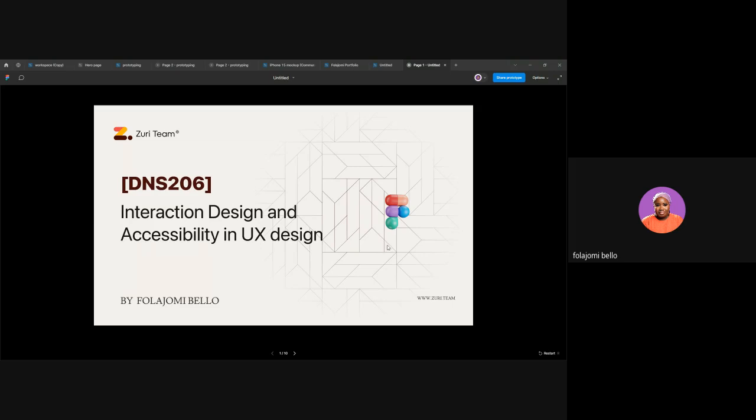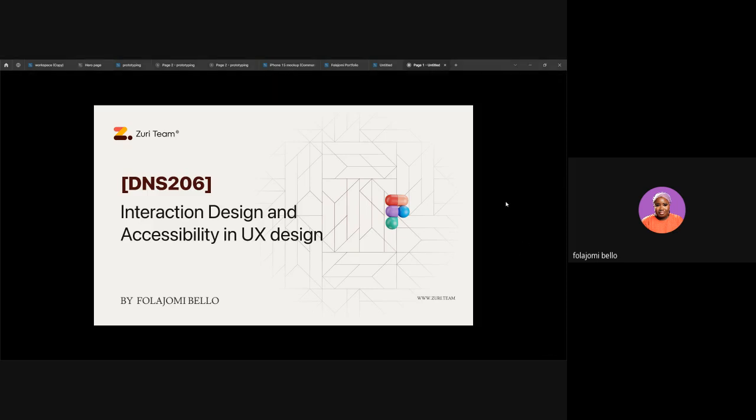Today's topic would be interaction and accessibility in UX design. I'll be taking you through a basic understanding of what accessibility and interaction is. Then during our Q&A session, we have some practical aspects of it so that you get to see how to do some things and you get to learn as well. So, diving in.